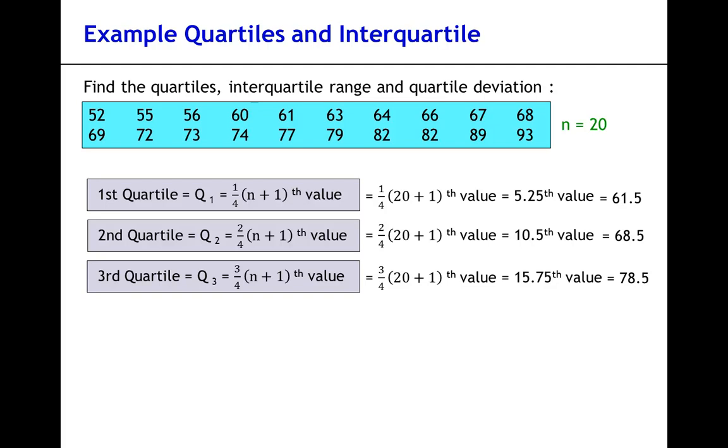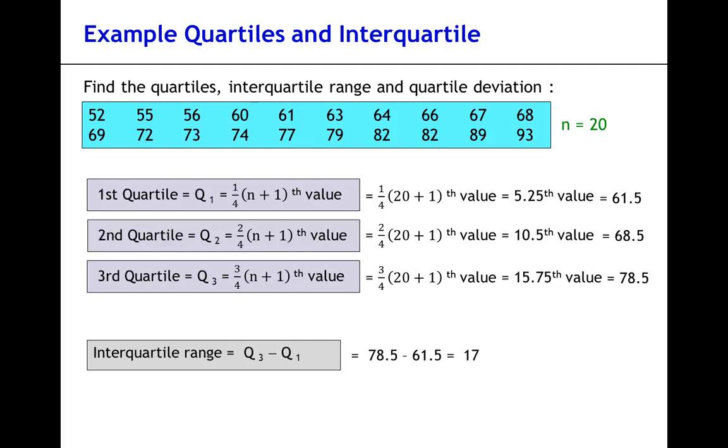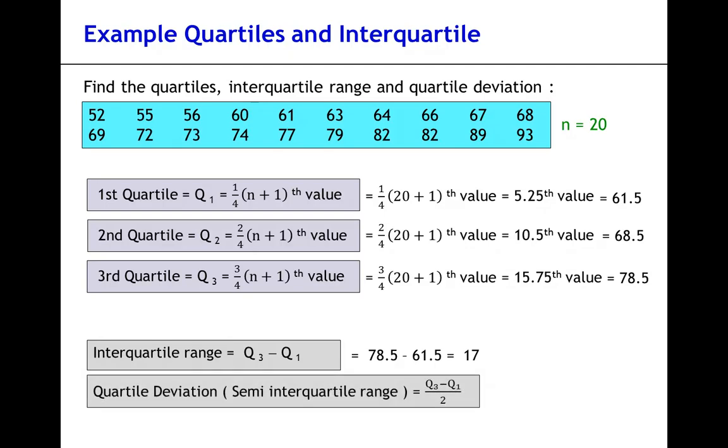To find the interquartile range, take Q sub 3 minus Q sub 1 to get 17. To get the quartile deviation, take the interquartile range and divide by 2 to get 8.5.